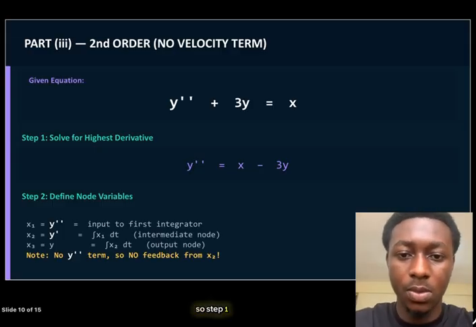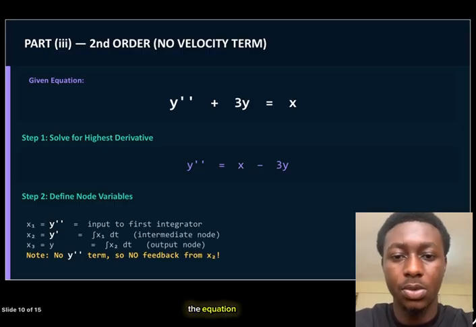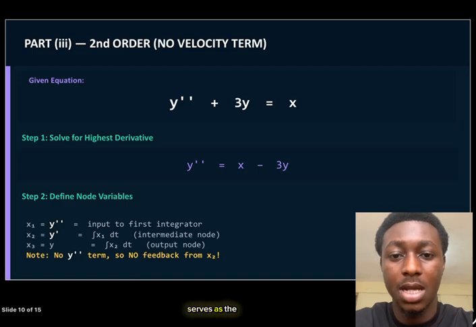So step 1 is always to isolate our highest derivative. By rearranging the equation, we have y prime prime equals x minus 3y. This tells us that the acceleration y prime prime is a sum of our input x and a negative feedback from our position y. This whole rearranged equation serves as the entire blueprint for our signal flow graph.